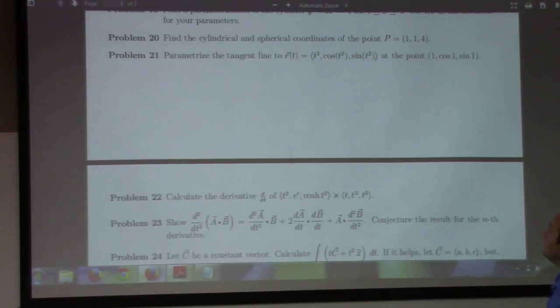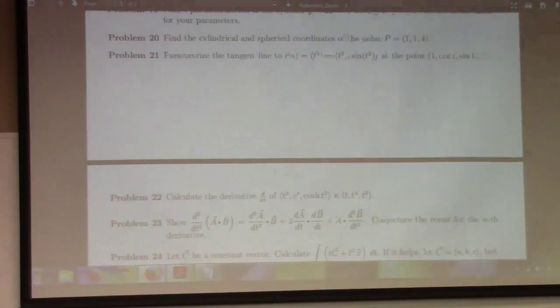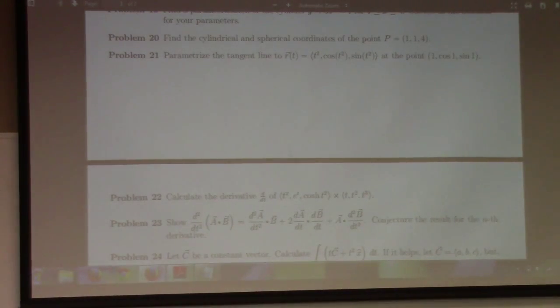But how do you know that either one is right? What are you getting that from? Are there situations where one would be right and one wouldn't be right? Well, how do you parameterize a curve?